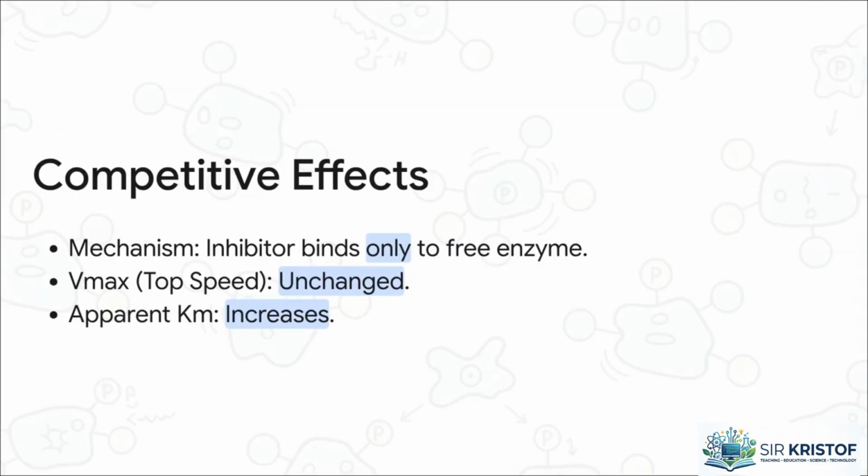So what happens because of this competition? Well, interestingly, the enzyme's top speed, its Vmax, doesn't actually change. Now, why is that? It's because if you just flood the system with enough of the real substrate, you can basically overwhelm the inhibitor. By sheer numbers, the substrate will eventually win the race, and the enzyme can reach its top speed. But its responsiveness? That gets worse. The Km goes up, meaning you need way more substrate just to get the enzyme to half speed.